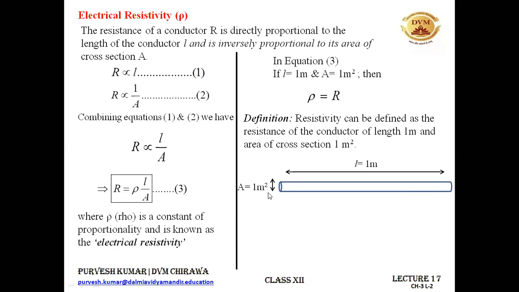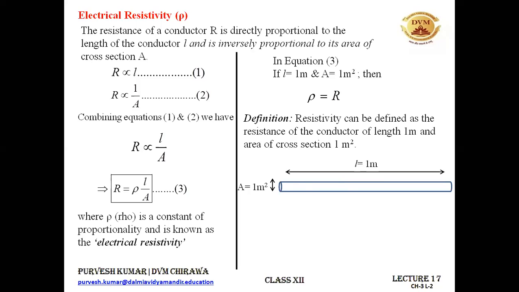So this is the area of cross section 1 meter square, and this is the length. If you want to calculate the resistivity of any material, you need to take a wire of that material having a length 1 meter and area of cross section 1 meter square, and calculate its resistance. If you need the resistivity of silver, take a wire of silver of 1 meter having area of cross section 1 meter square and find its resistance. The same will be the value for its resistivity. Similar is the case for other materials.